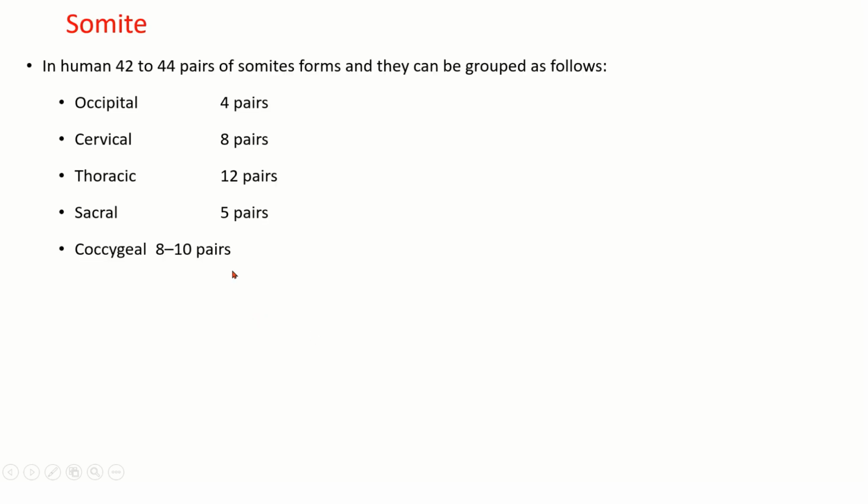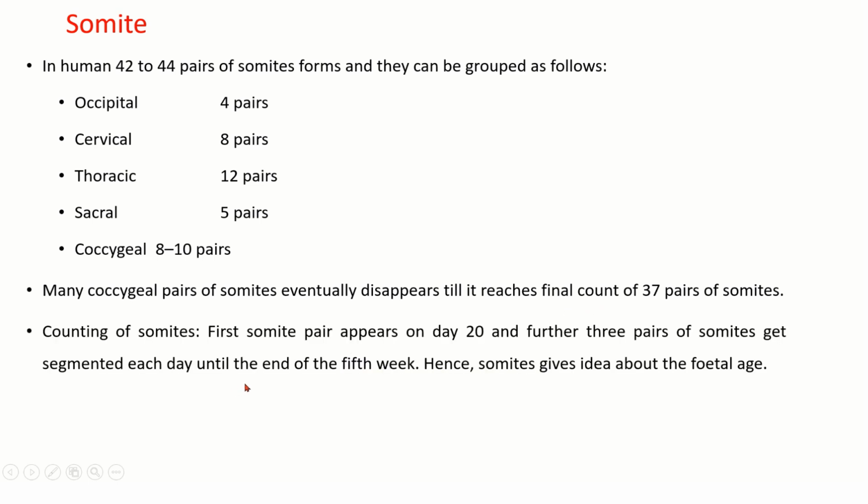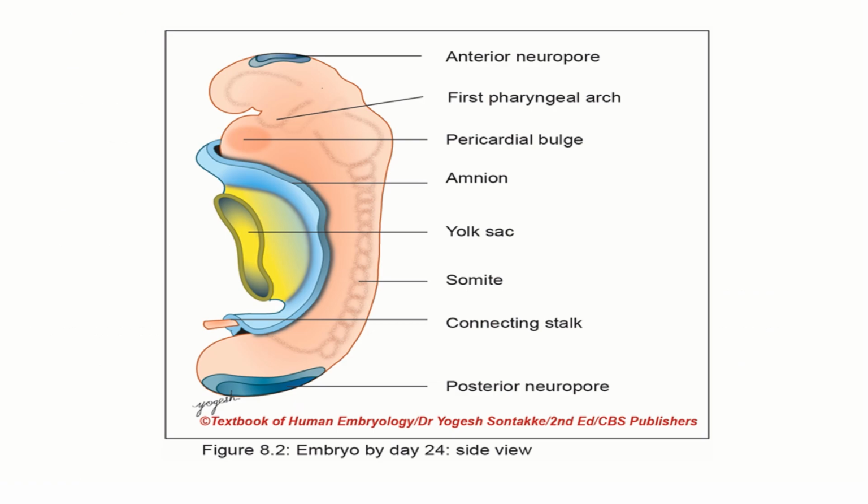So in human, 42 to 44 pairs of somites form. Occipital somites 4 pairs, cervical 8 pairs, thoracic 12 pairs, lumbar 5 pairs, sacral 5 pairs, coccygeal 8 to 10 pairs. Many coccygeal pairs of somites eventually disappear till it reaches a final count of 37 pairs of somites. Counting of somites: the first somite pair appears on day 20 and further 3 pairs of somites get segmented each day until the end of the 5th week. And somites give an idea about the fetal age. You can see the anterior neuropore, the posterior neuropore, you can see the somites extending.